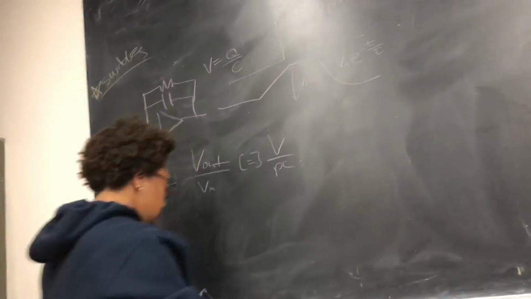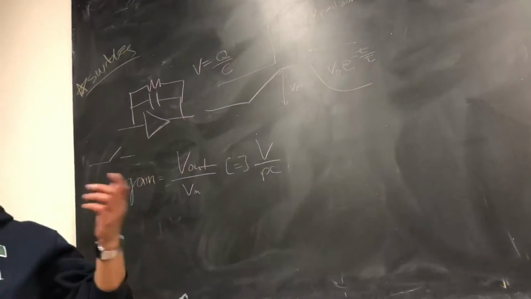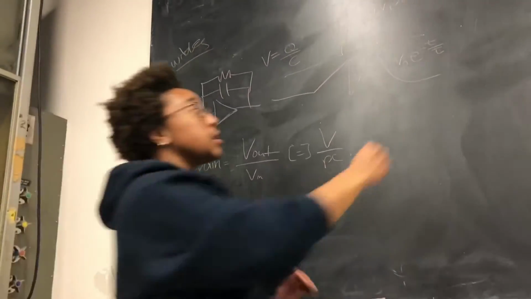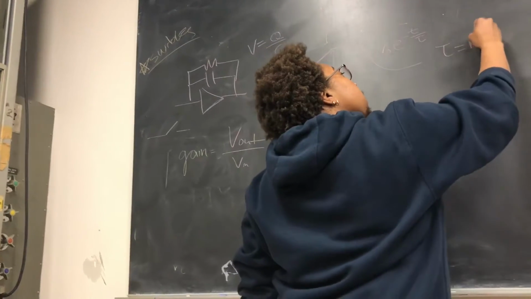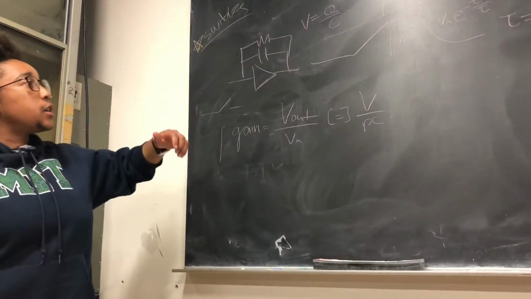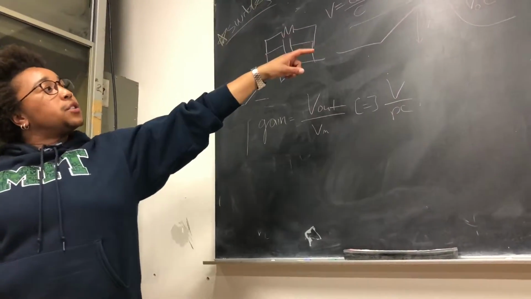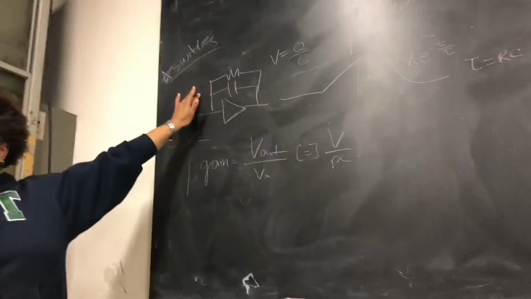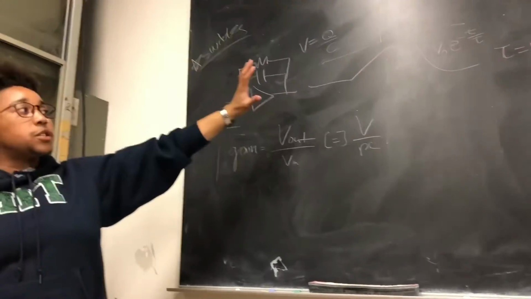Okay. And so then tell me about this tau. Do we know what tau is? Tau is RC. And so the time it takes for this system to exponentially decay is related to the size of the resistor and also the size of the capacitor. So that's just something to keep in mind.